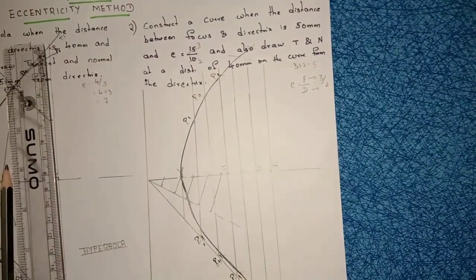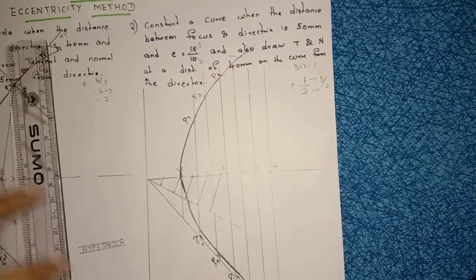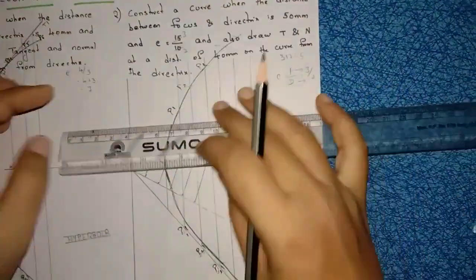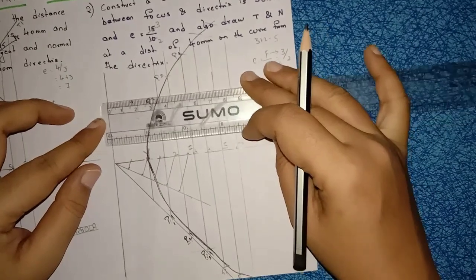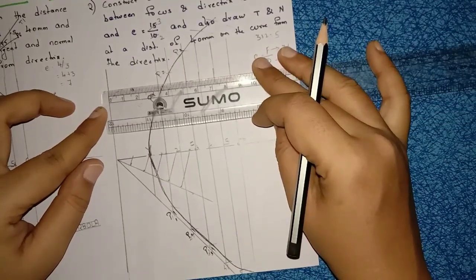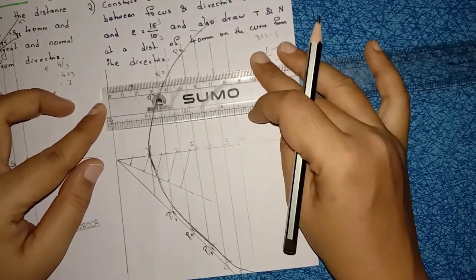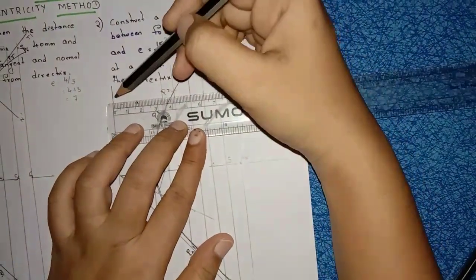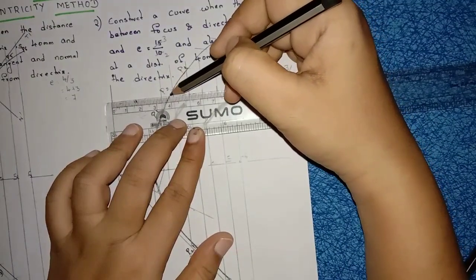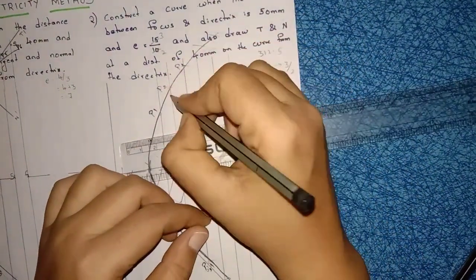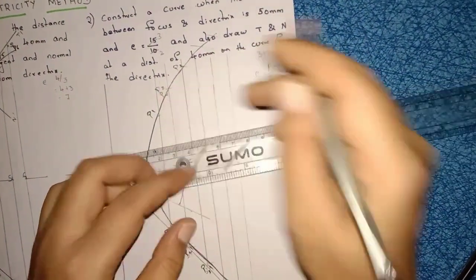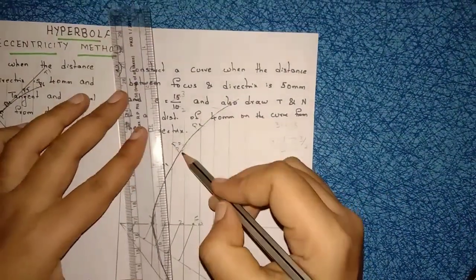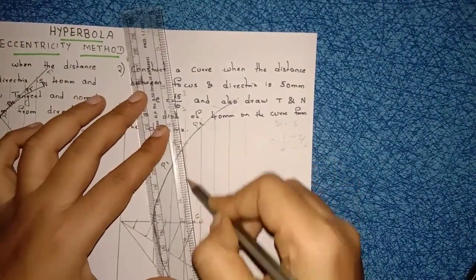So after that, tangent and normal 40 mm on the curve from the directrix. So keep 0 and see where 40 mm touches the curve. Keep your scale in a straight manner, right? Now you see 0 is here and 40 mm is touching this curve, right? So name this point as P. After that, join P to F.